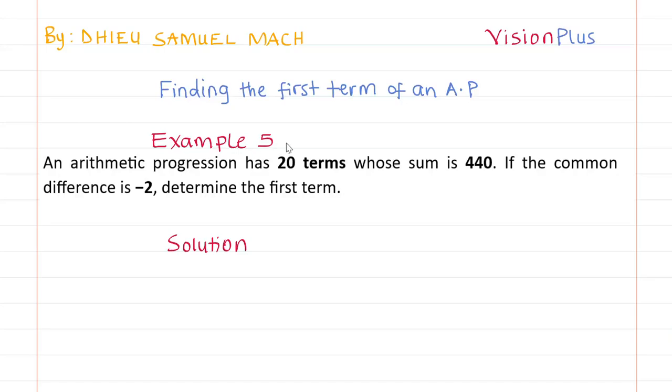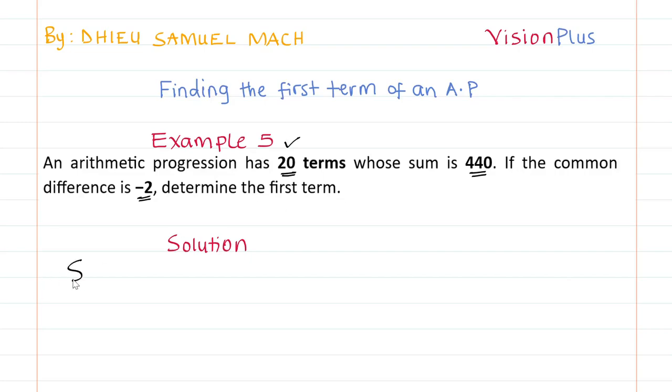The last example under finding the first term of an AP is example 5 that says an arithmetic progression has 20 terms whose sum is 440. If the common difference is -2, determine the first term.